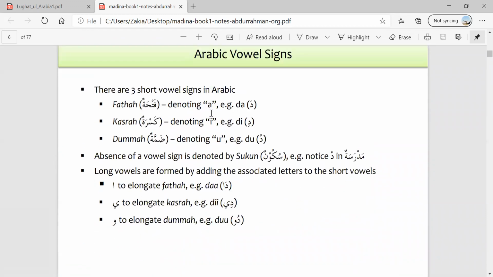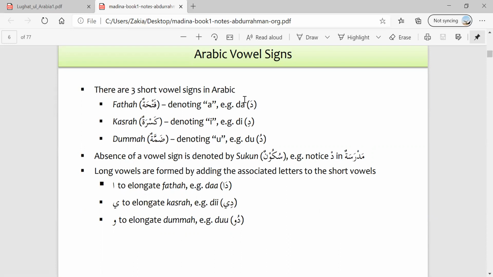There are 3 short and 3 long vowels, and we'll go through them quickly. Fatha is a vowel, and the vowel is this line, this stroke on top of a letter. So you see the letter dal is the same letter in 3 ways, but you see the voweling on top and then at the bottom and on top again, it changes.